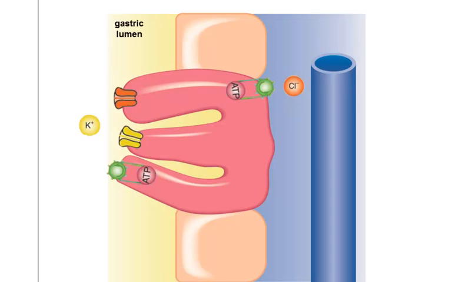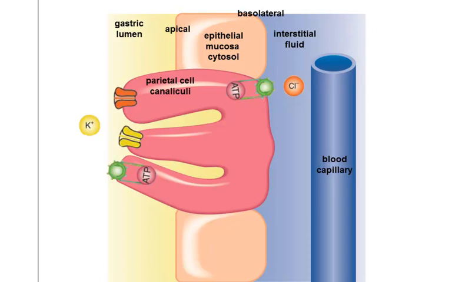This is the detail of a parietal cell within the gastric pit of the stomach that secretes hydrochloric acid. Notice there are two ATP pumps on both the apical side, toward the gastric lumen, and the basolateral side, toward the interstitial fluid. There are also apical ion diffusion channels for chloride and potassium. The type and location of these cell membrane transporters are important for this process in secreting gastric acid.